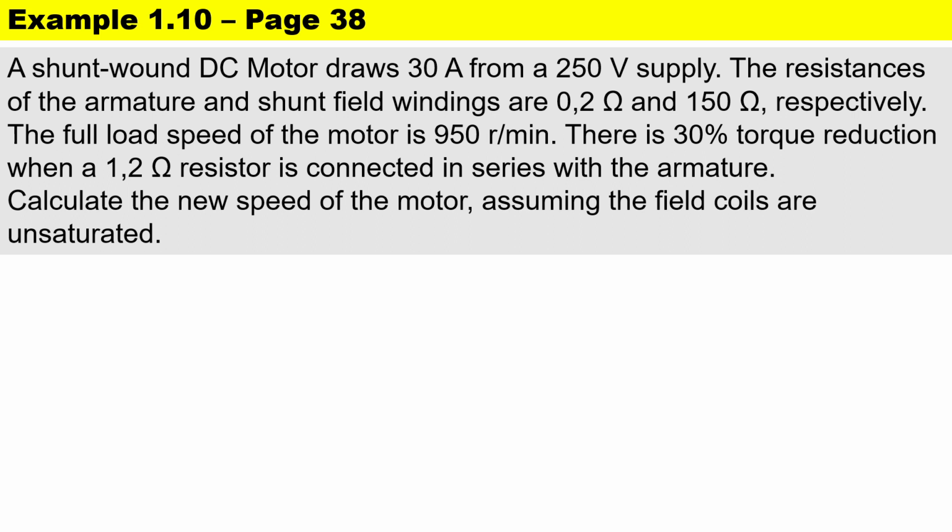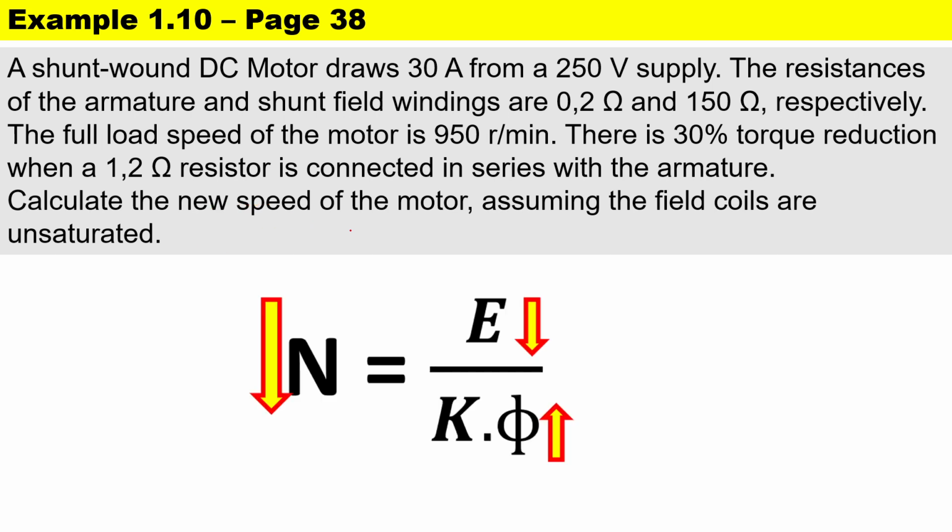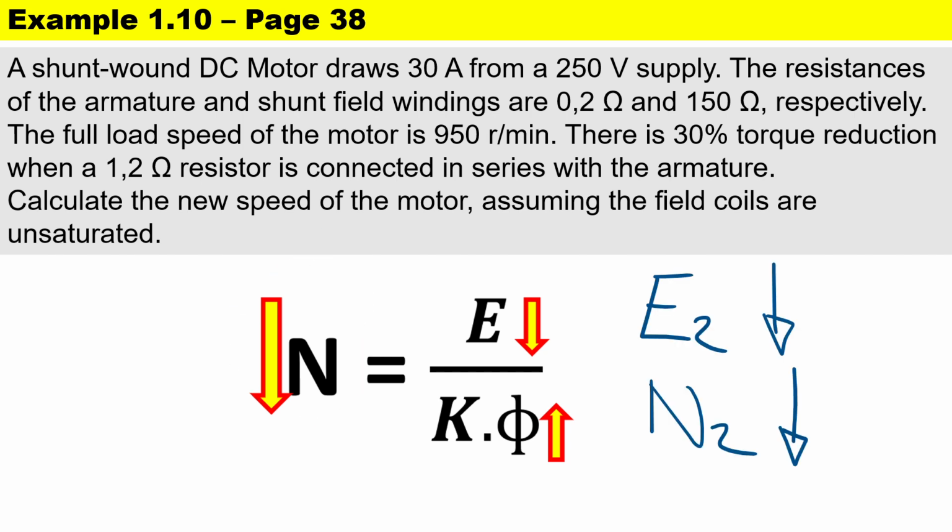So, very important, the question is asking to calculate the new speed. So we're going to be looking for N2. And just a reminder, when you put a resistor in series with the armature, it means that we are trying to decrease the speed of the DC machine. Ultimately, by decreasing the speed, it means that your secondary EMF will be a smaller value and your secondary speed will be a smaller value. Just something to keep in mind to check your answers when you do your calculation.